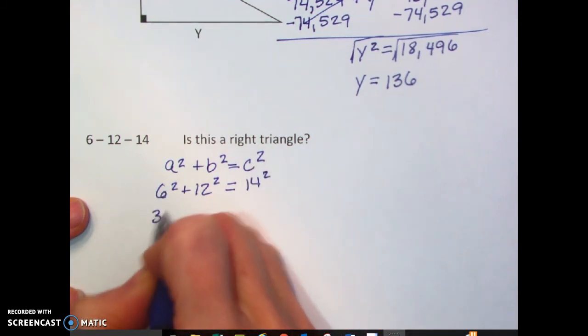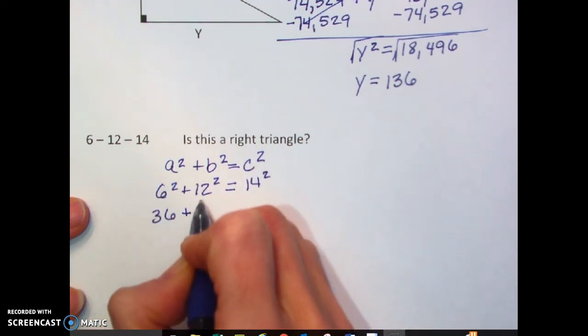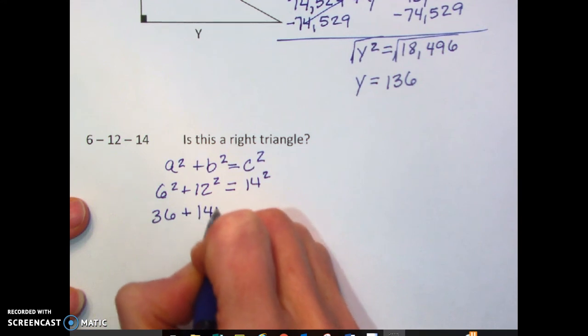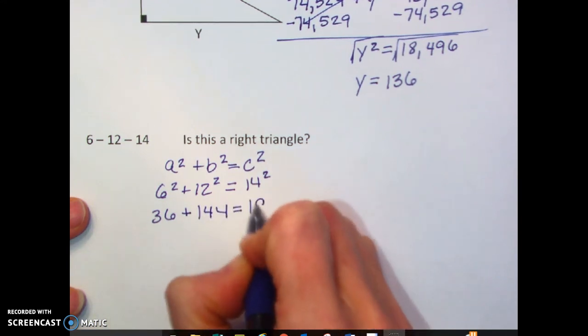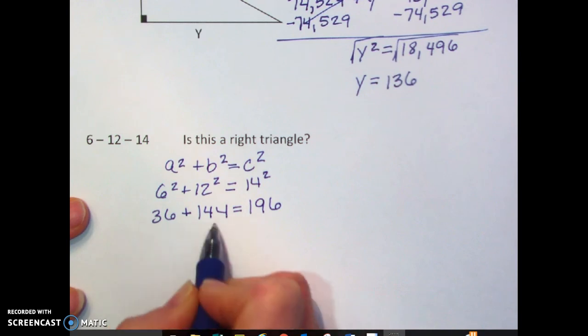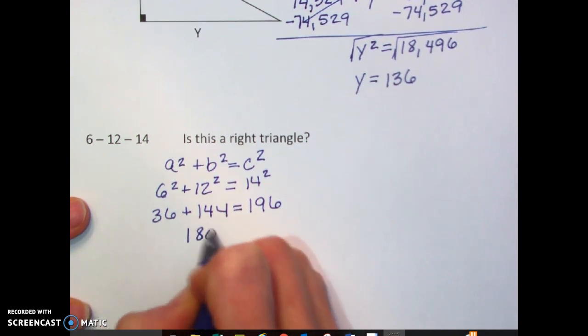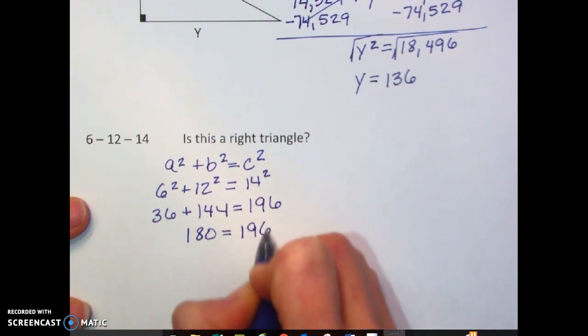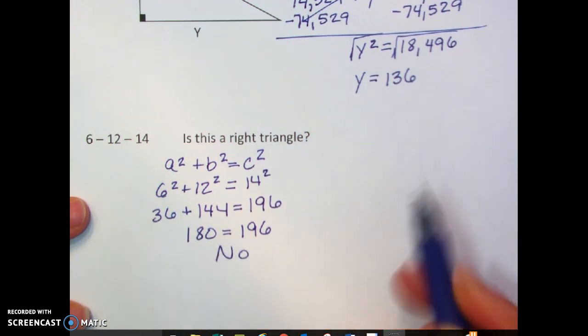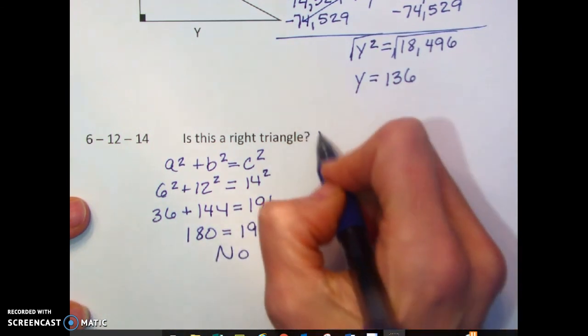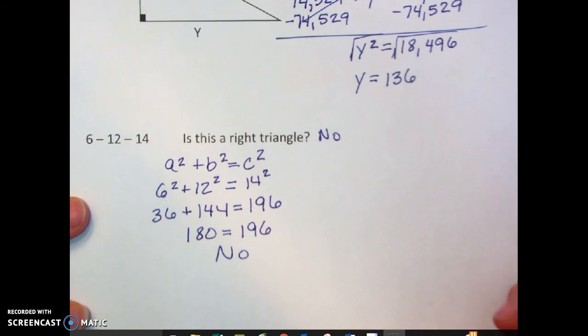6 squared is 36, 12 squared is 144, and 14 squared is 196. When we add these two together, we get 180, which does not equal 196, which means this is not a right triangle. There's no right angles in it.